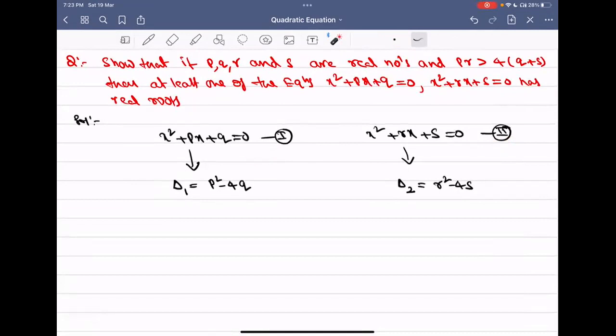So now we'll solve this question by method of contradiction. So our requirement is what? We have to prove at least one of these two equations has real roots. So to prove by method of contradiction, what I do is, if possible, let the statement be wrong. That is, none of the equations has real roots. We will assume that one. So let us assume none of the equations has real roots.